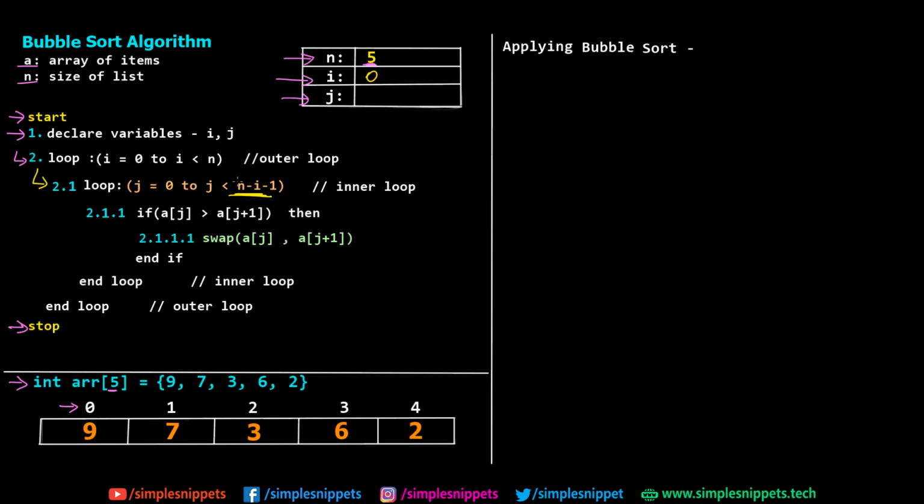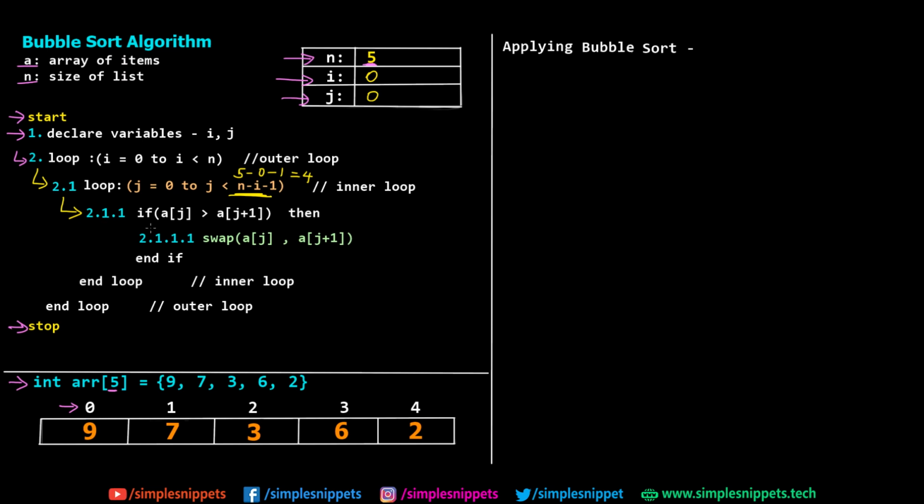So what is the value of n currently? N is 5, right? So 5 minus, what is the value of I? 0, minus 1. So ultimately this will equal 4. So is j less than 4? What is the value of j? Initially, for the first time we assign 0. So 0 is obviously less than 4, right? So now we will go inside the second loop or inner loop.